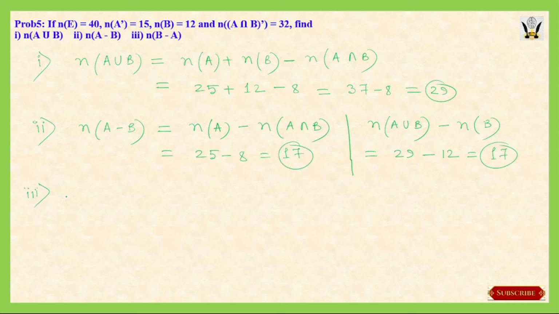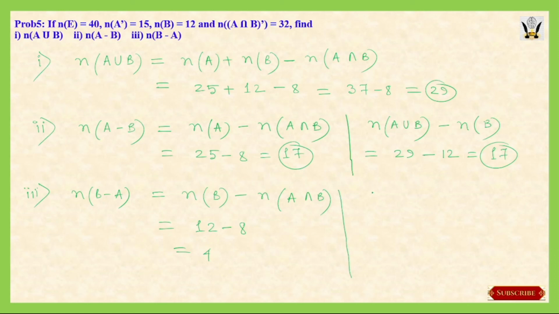Now the third part of that problem sum says that we have to find the cardinal number of the difference operation between B and A. It is the second set minus the first set. So the relationship that we will use here is n of B minus n of A intersection B. So n of B, that value is 12, which is given, and n of A intersection B, that value is 8. So this value will be 4.